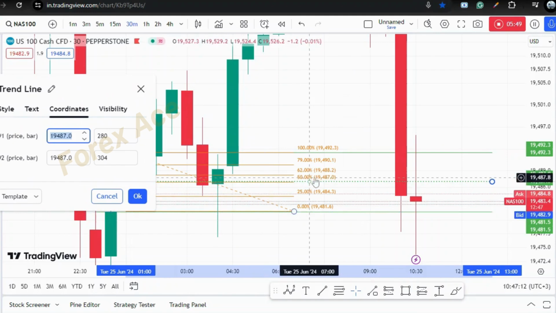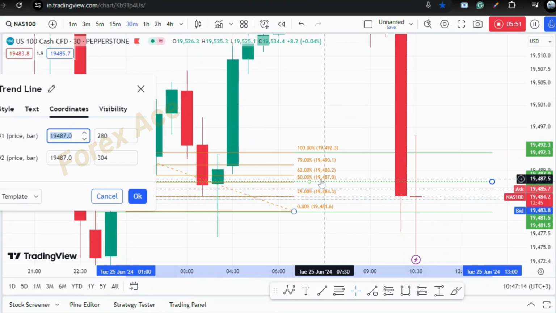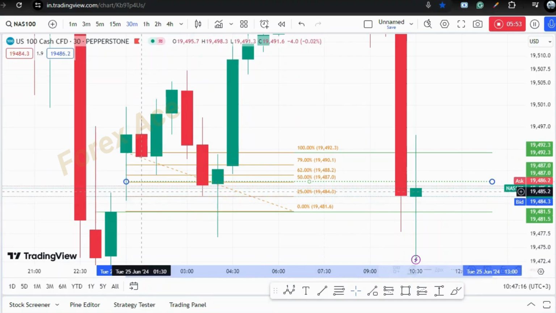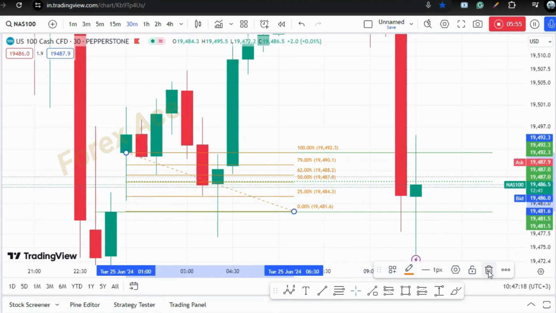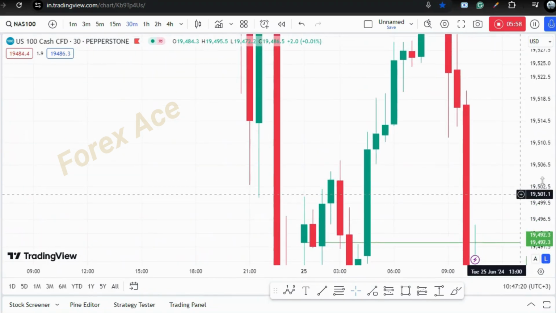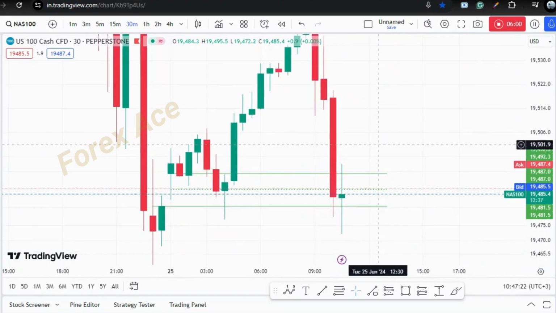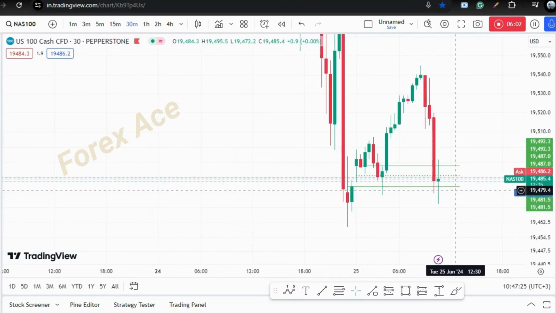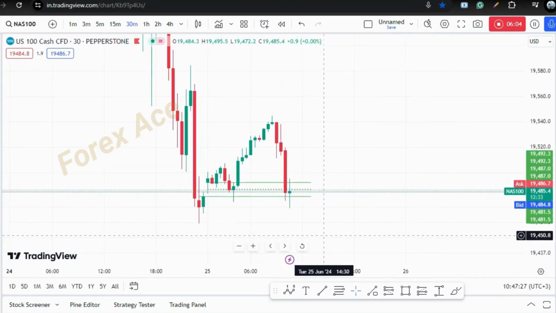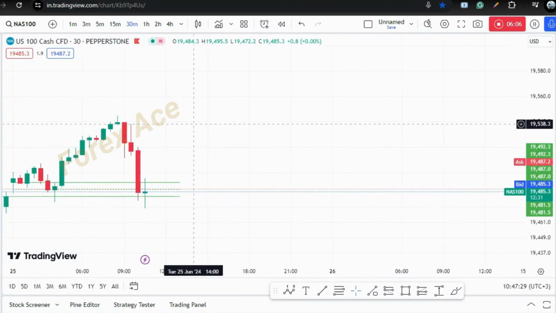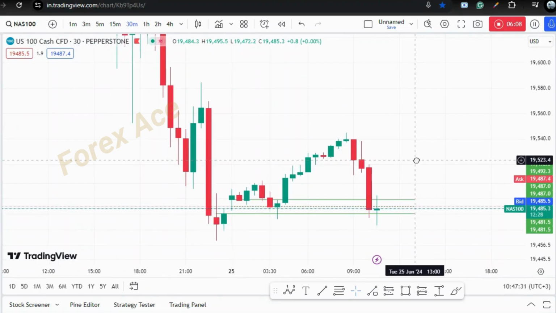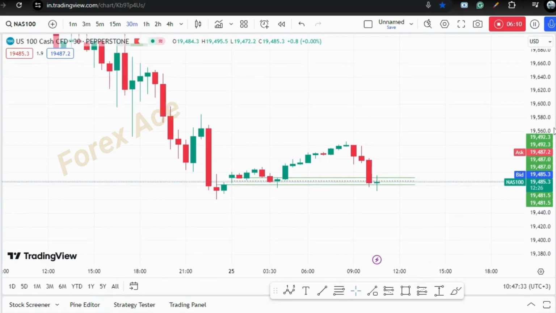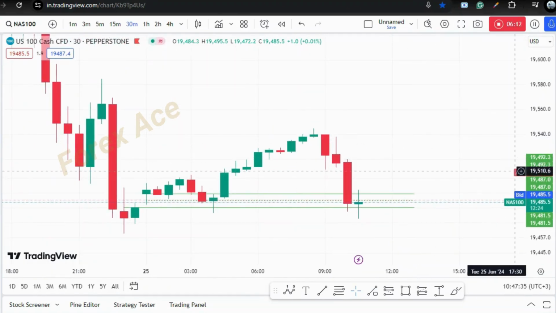You can see the 50% is 19,487.0. We are accurate, so now I can delete this. Right now, I want to see whether I can buy. If you look at this trade, now we need to determine our range. What's our trading range? We are scalping.